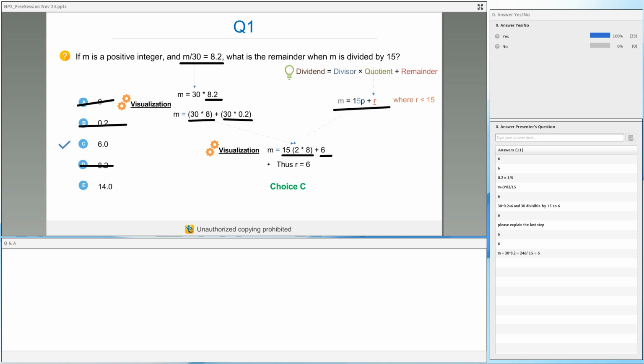Okay, so the last step is very simple. You split it into two parts. Why am I doing this? Again, I'm splitting it because this 0.2 is the main culprit because of which I'm getting the remainder. After splitting it, I need to find out the remainder when m is divided by 15. Now 30 into 8 is divisible by 15. I can very clearly see that because 30 into 8 can be written like this. Once I multiply 30 into 0.2, I get 6. 6 is less than 15, hence that will be my answer because this other portion is already divisible.